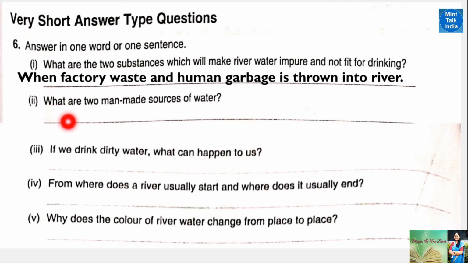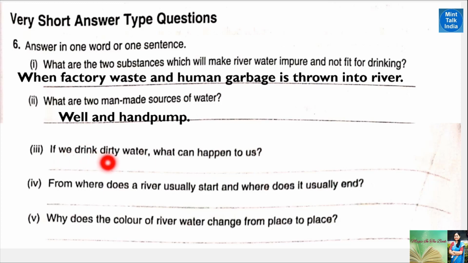Number 2, what are two man-made sources of water? Well and hand pump are the two man-made sources of water, because a hand pump is also fitted by human people and a well is also dug by humans. And the water which is present under the ground is taken out by us.